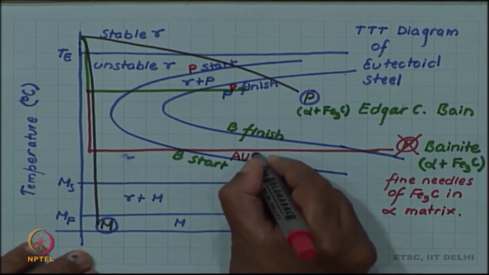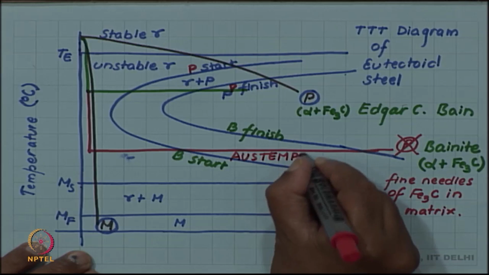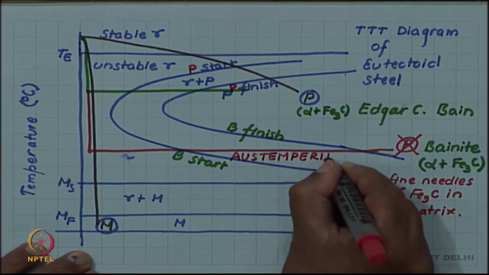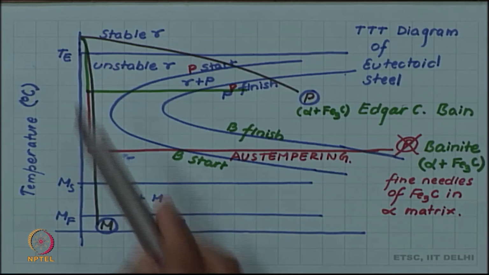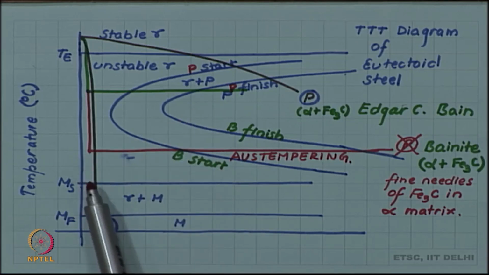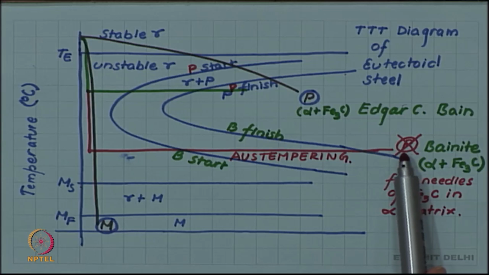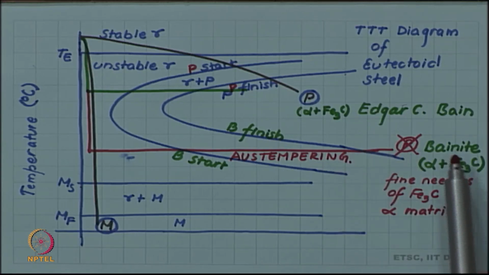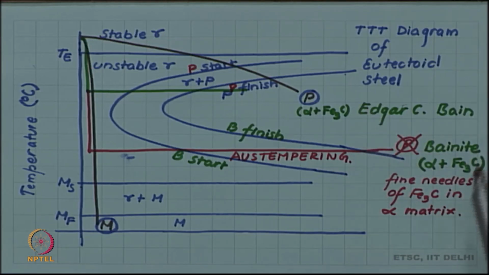This heat treatment, as we have seen, is named Austempering. It is used for some steels. Austempering happens when austenite is quenched below the nose of the C curve, but above MS, and then that austenite is allowed to transform. The transformed product is alpha plus Fe3C, but it is not pearlite, it is bainite, because of the different distribution of Fe3C and alpha.